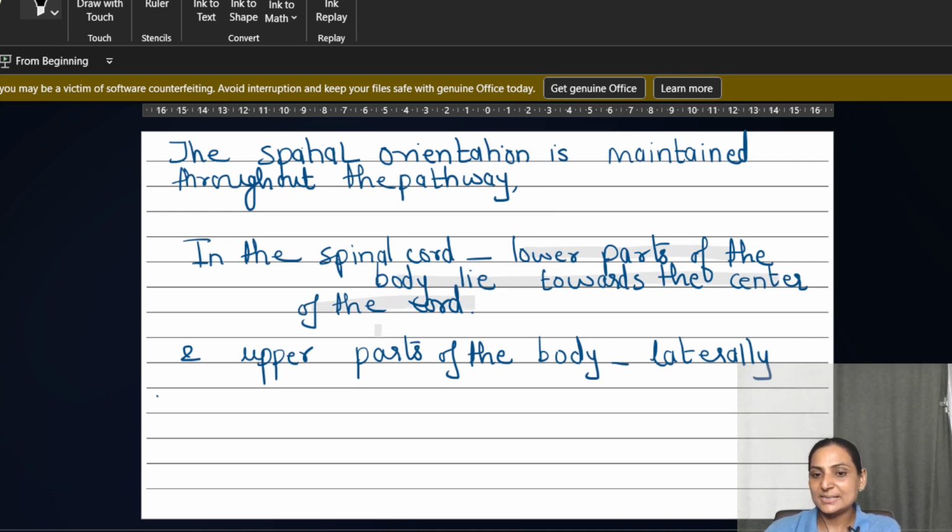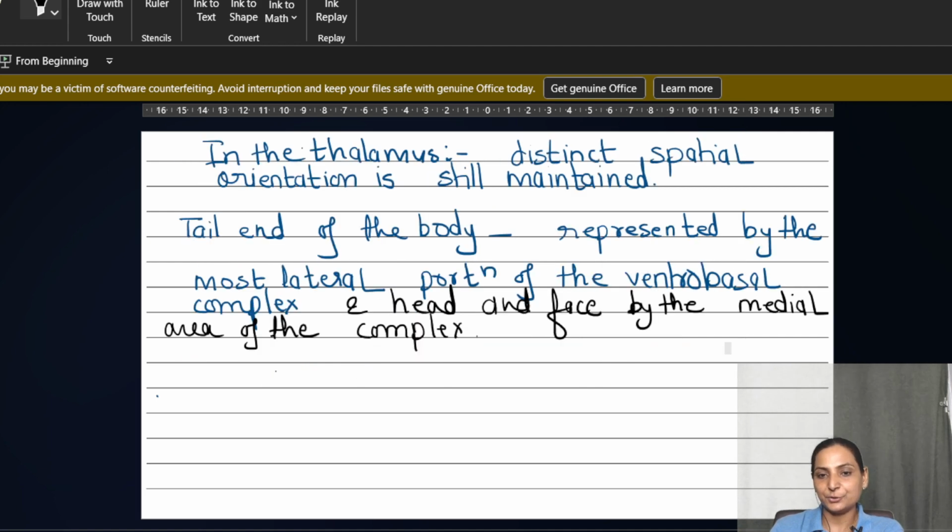I'll explain this. The upper part of the body is lateral. I have also put an MCQ on this, which was a last NEET PG question: when you push or hit the spinal cord from the lateral side, the first fibers to be affected will be cervical. That is what this explanation is telling you.